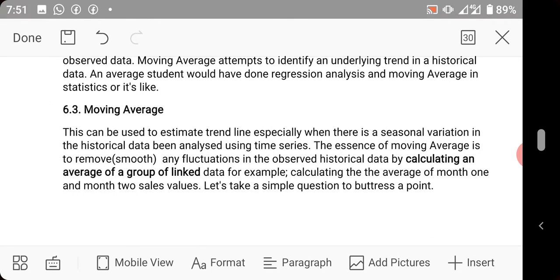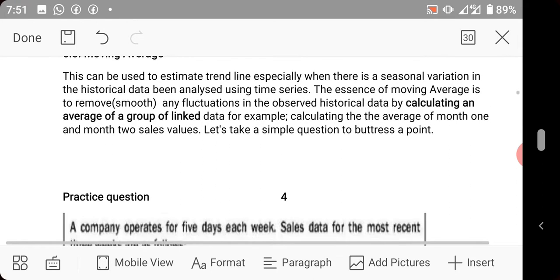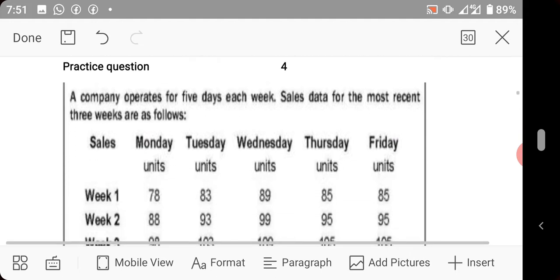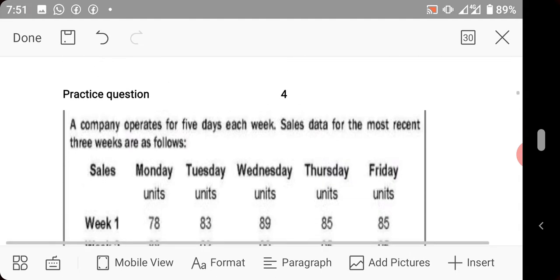So moving average. Now, I explained that moving average is used to estimate trend line when there is a seasonal variation. That is, when there is a short-term variation in the historical data, we can use moving average to do that. Now, we have 2 moving average, 3 moving average, and 4 moving average. But let's look at this practice question 4.